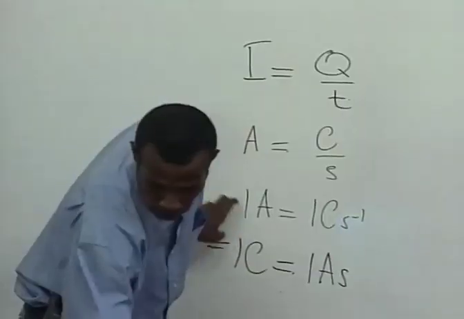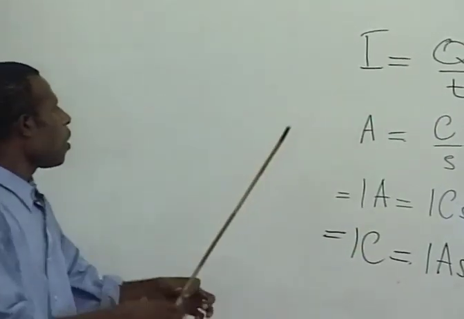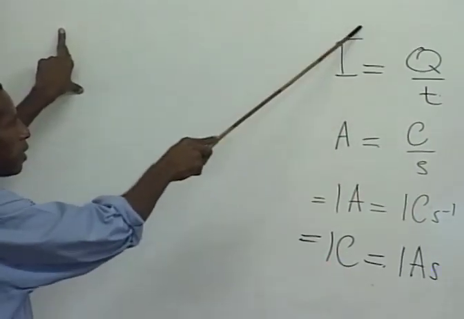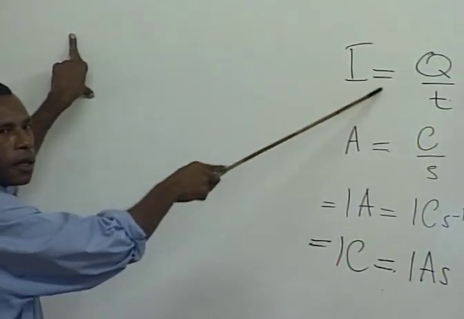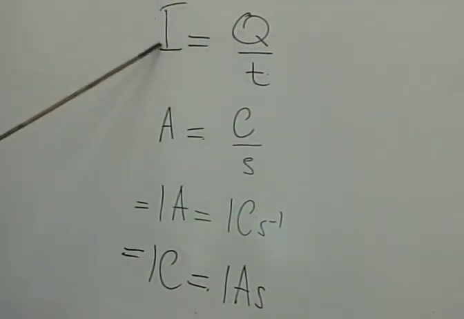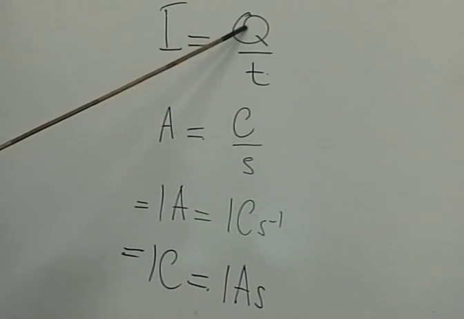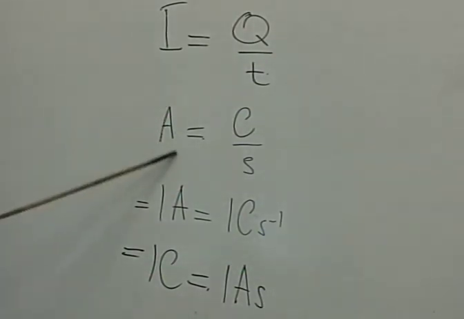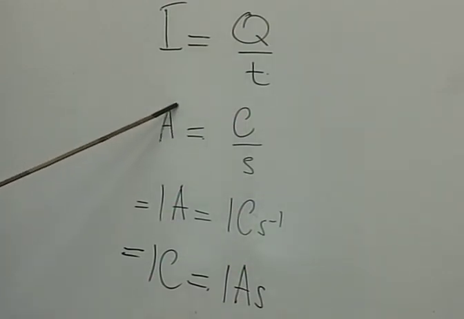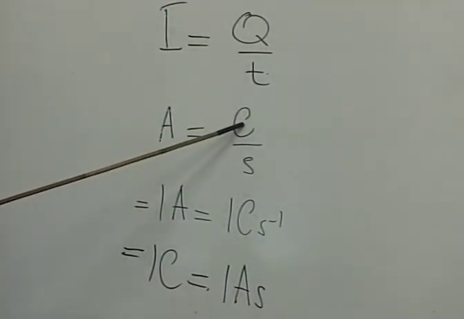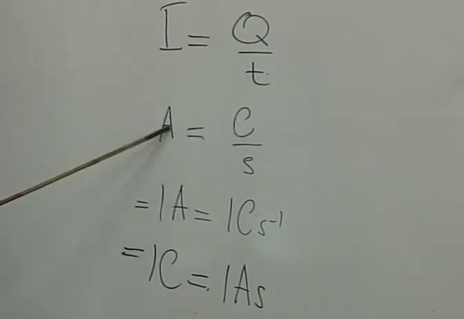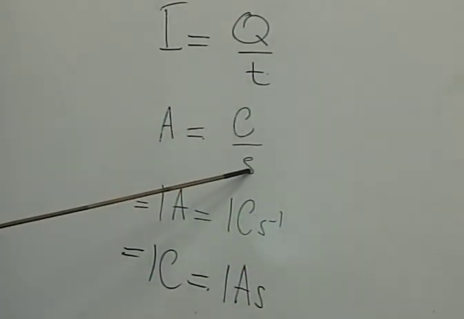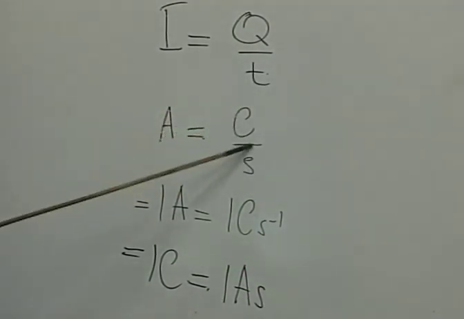All right, you follow this. You will find that the current, because the ammeter has to measure that current, equals the charge over the time. The unit for current will be amps, and it is given by A. That is why A equals the unit of charge, which is coulomb, over time. So A equals C over s, which is the unit for time.